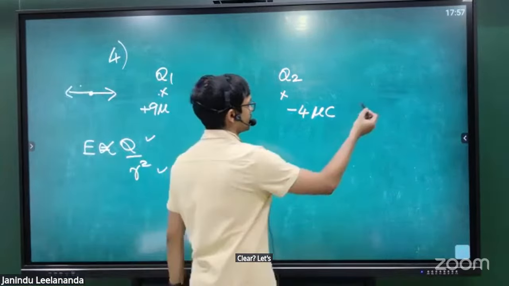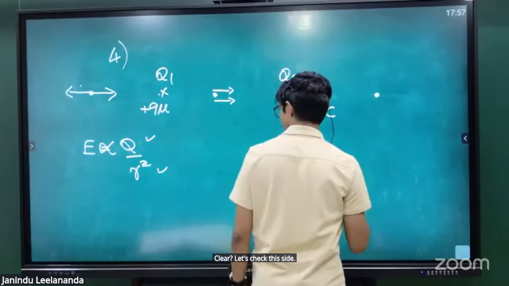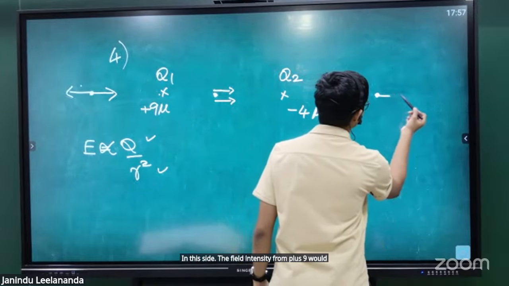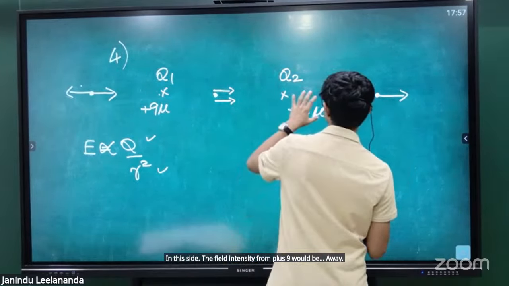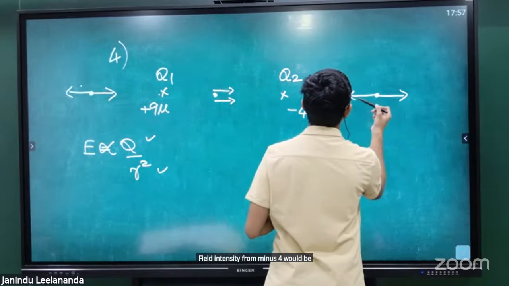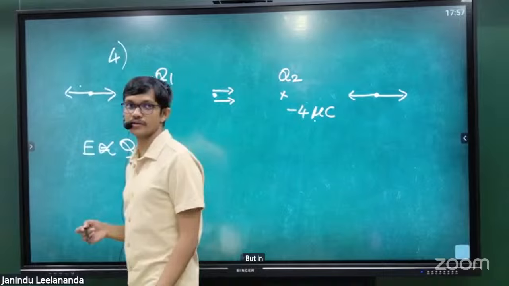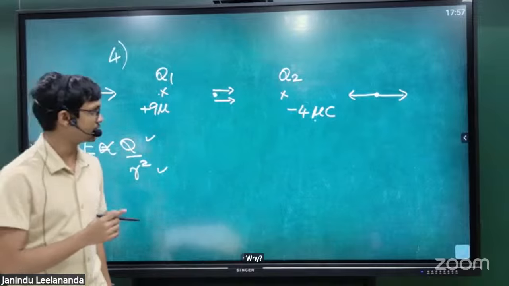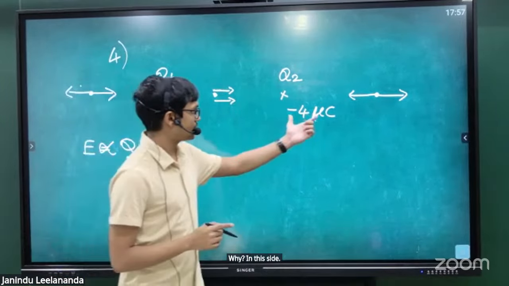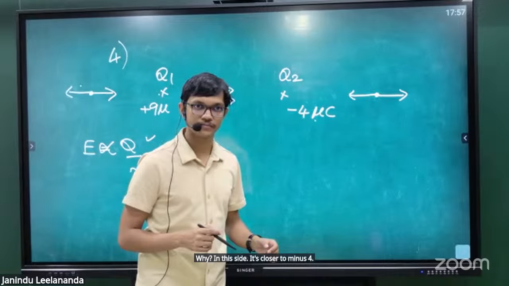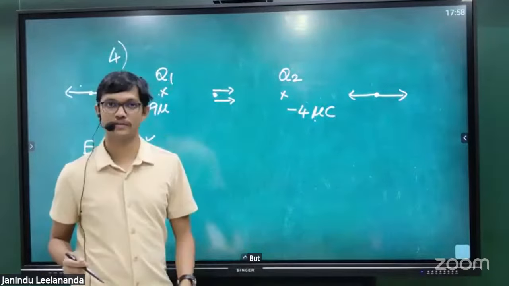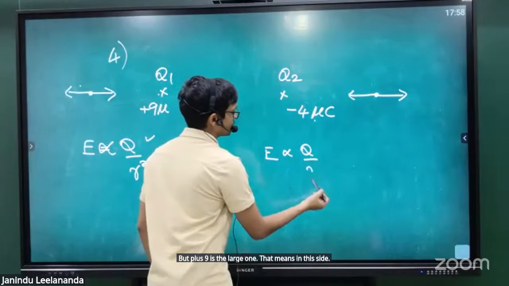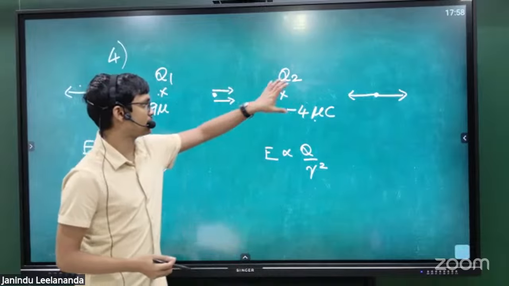Let's check this side. On this side, the field intensity from plus 9 would be away, and the field intensity from minus 4 would be towards. But on this side, a neutral point is possible, right? Why? On this side, it's closer to minus 4, but plus 9 is the large one. That means on this side, this one will be larger.